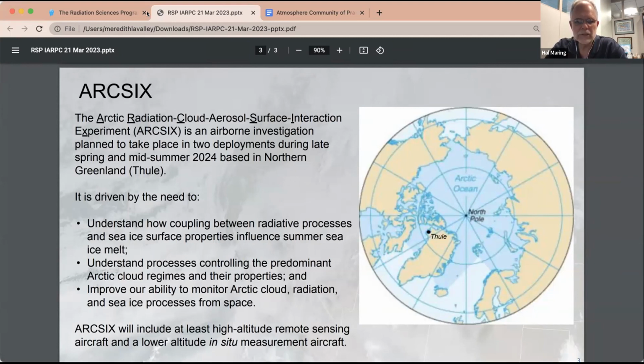We'll be doing this by flying two research aircraft: one high altitude aircraft, which will have two remote sensors, a LiDAR and an imager, and will drop dropsondes for meteorological measurements, and then a lower altitude aircraft, which will make primarily in situ measurements. That will be the P3. So we're very much looking forward to going to Thule, and we're in fact in the middle of preparing for that now. So that's a quick overview of radiation sciences.